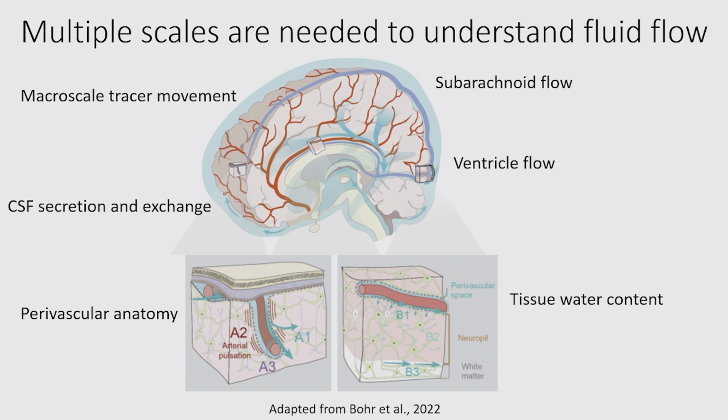So all that to say is that waste clearance is a process in the brain that takes place at multiple spatial scales, and we really need to be able to look across those scales to fully understand what's happening. CSF is being secreted and exchanged at really large volumes, about 500 milliliters per day. It moves through the ventricles and the subarachnoid space, but ultimately we also need to have tracers in these spaces to understand where it's going. And then finally, it makes it around blood vessels and into the tissue and ultimately out of the brain.